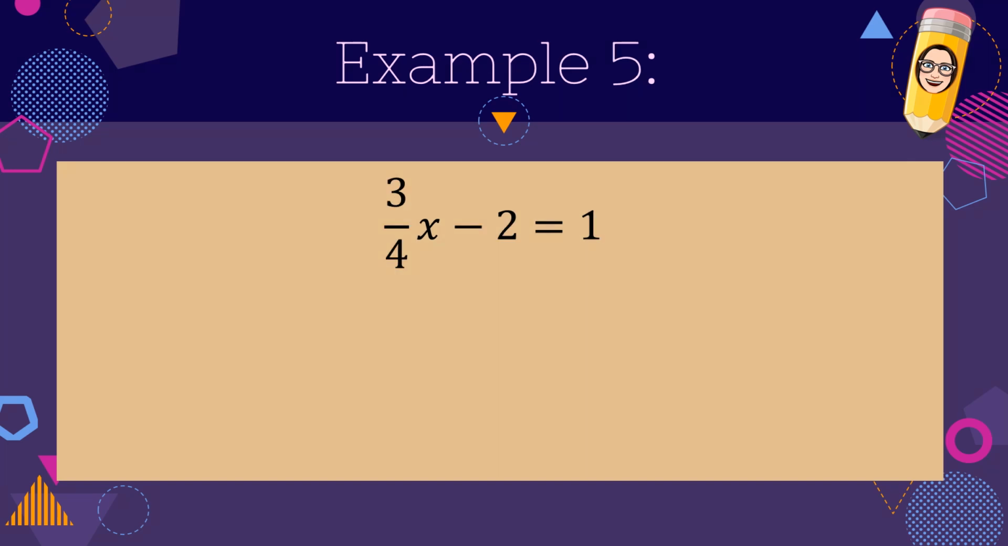Now these last two examples are unique. We're going to begin by drawing a line down the equal sign. The first goal is to undo addition or subtraction, and I can see that I have a clear -2, so I'm going to add 2. Now here's where it gets a little tricky.